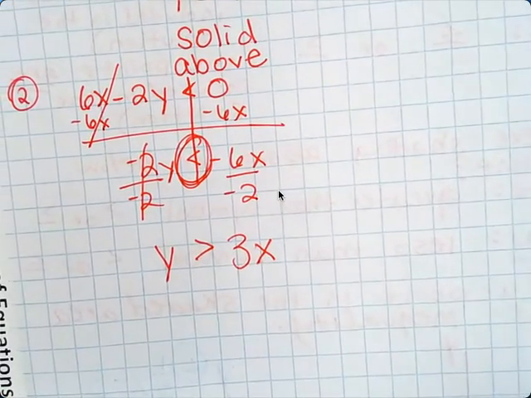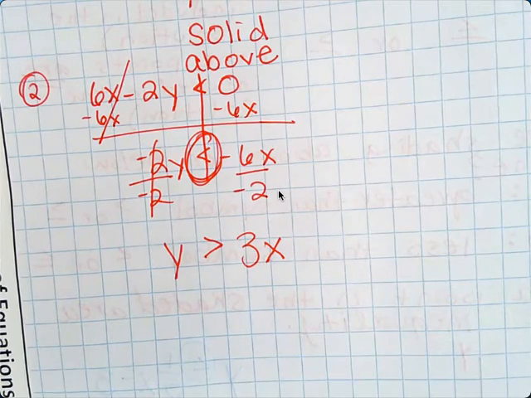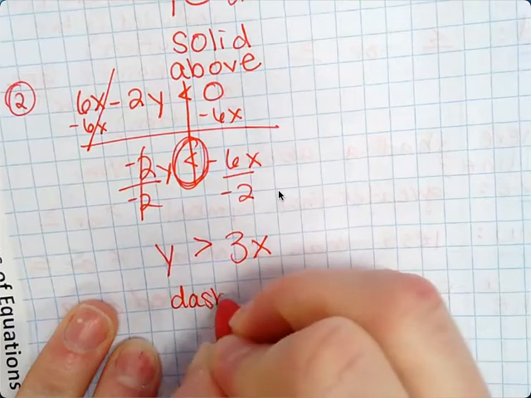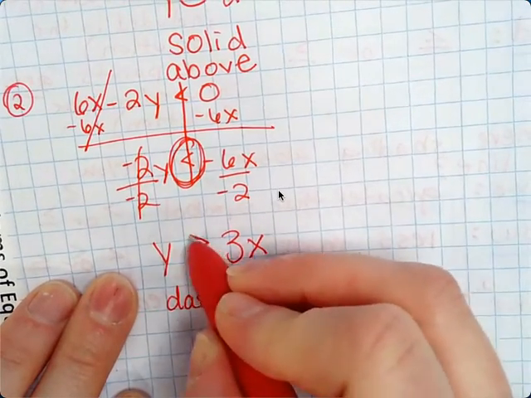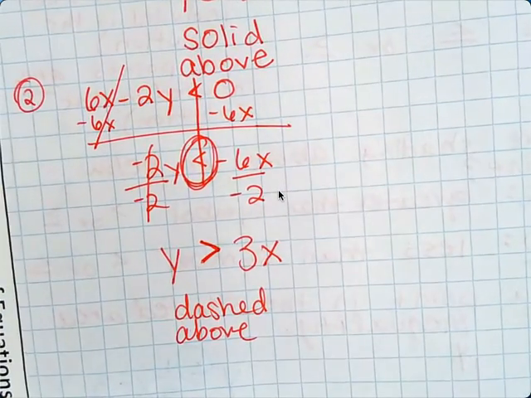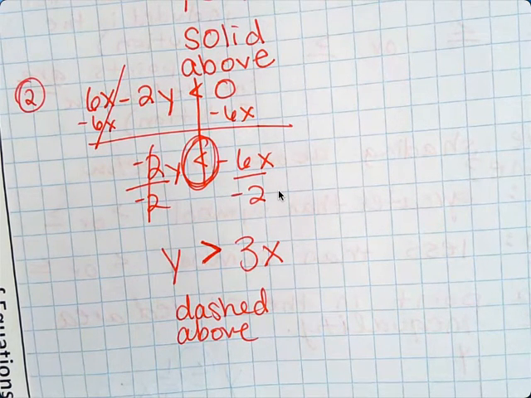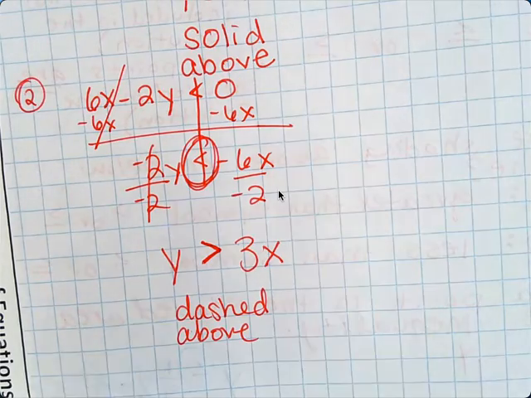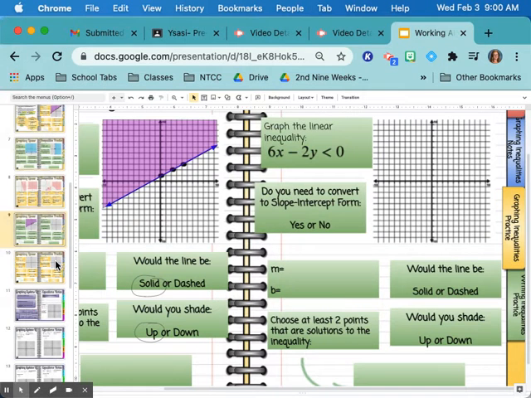So let's go ahead and write down, are we doing a dash or solid? Dash, good. And then shading above or below? Greater than means what? Above. Okay, so we have our equation. It said, do we need to convert? Yes, and we already did.